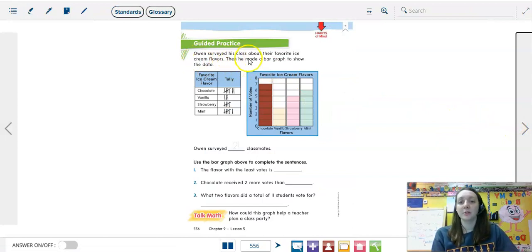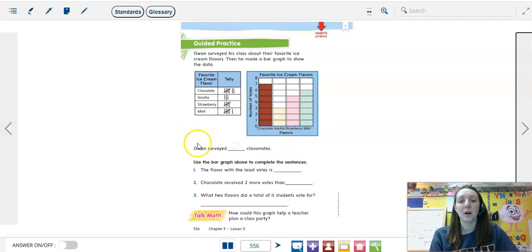So let's say Owen surveyed his class about their favorite ice cream flavors. Then he made a bar graph to show the data. So look, it looks like 7 people chose chocolate, so he colored in 7 boxes. 3 people chose vanilla, so it's kind of hard to see because it's a very similar color, but there are 3 boxes colored in there. Strawberry had 5, mint had 6. He even used different colors. Kind of looks appetizing, right? Looks like the actual ice cream.